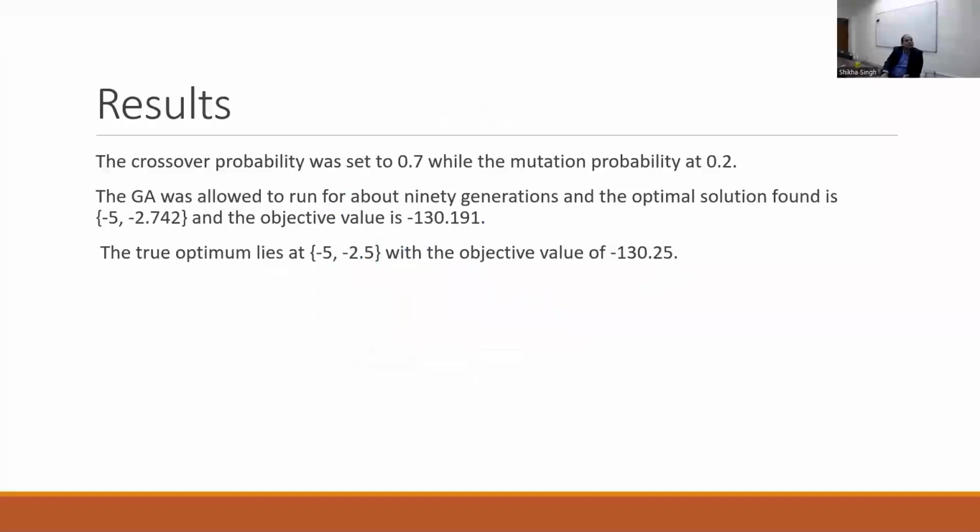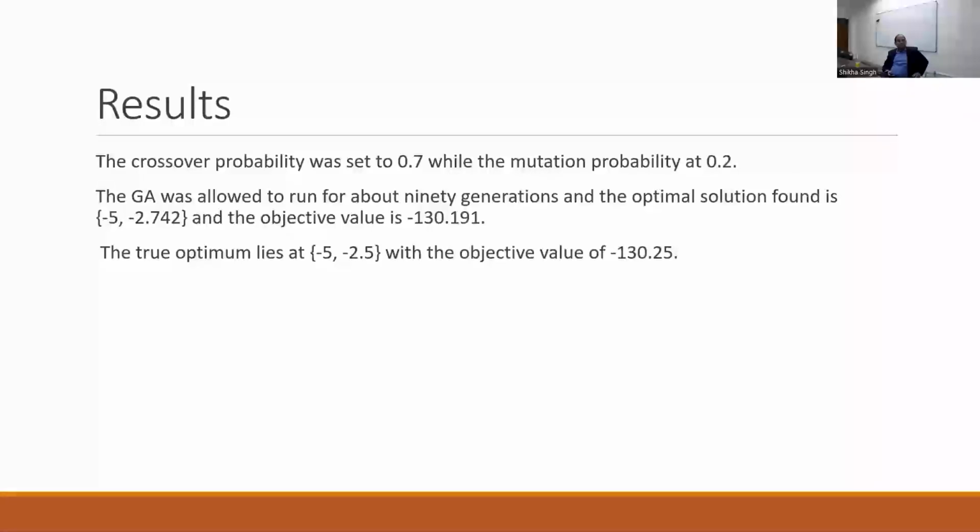Okay, so now just some basic parameters that were used in the optimization. The crossover probability was set to 0.7. The mutation probability was 0.2. Just two numbers that I use. People sometimes play around with these for complex problems. Generally, they start getting an idea of what number we should use.